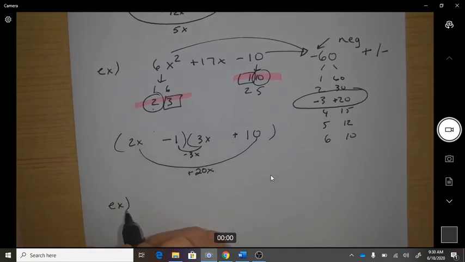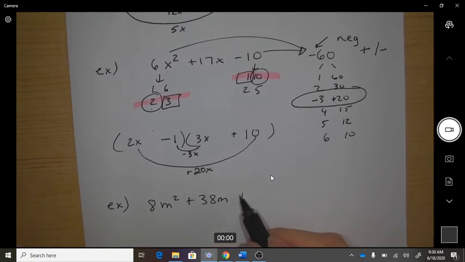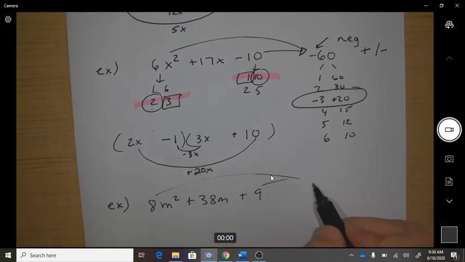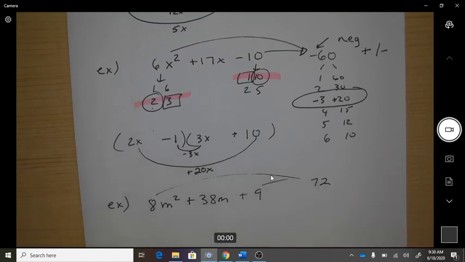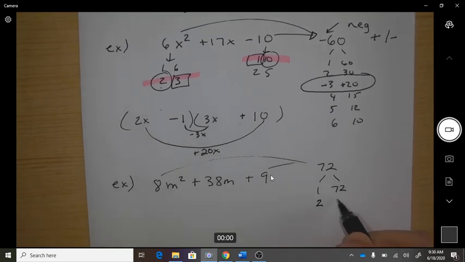Okay, one more and then we're done. Let's see. Okay, so I'm going to put a 72 there. And sometimes you get good at knowing your multiples, but not just listing them out. 2 times 36. I actually think I found my pair already. That gets me 38, if those are both positive.